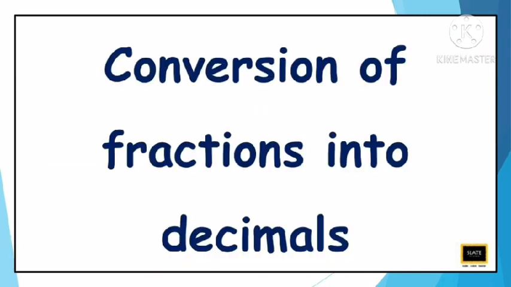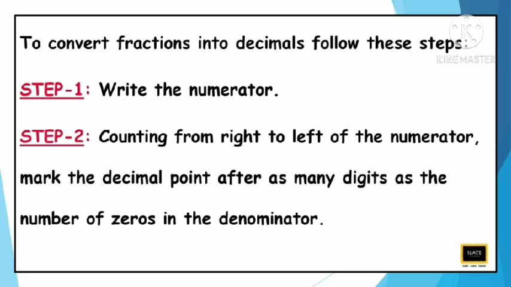Now, let us see the conversion of fractions into decimals. To convert a fraction into decimal, we have to follow these steps. In step 1, first write the numerator. Then step 2, counting from right to left of the numerator, mark the decimal point after as many digits as the number of zeros in the denominator. Now, seeing these examples, it will be more clear.